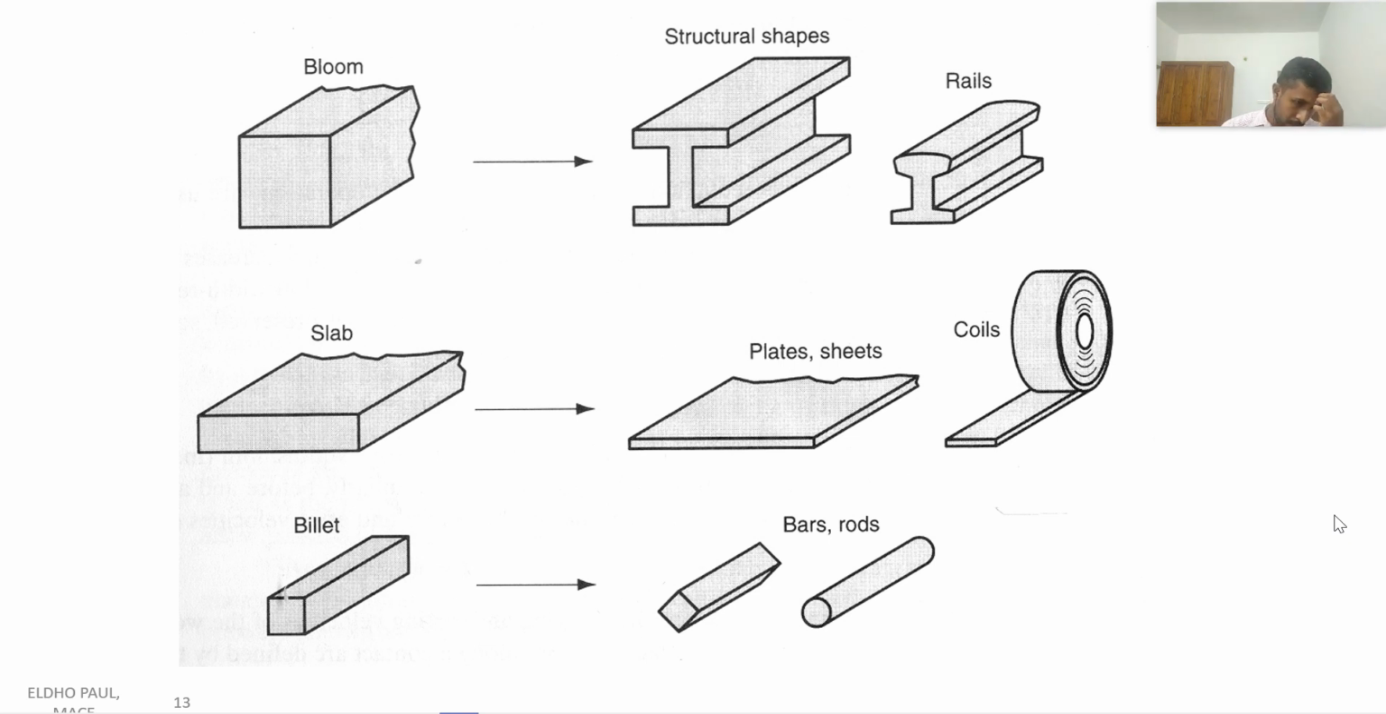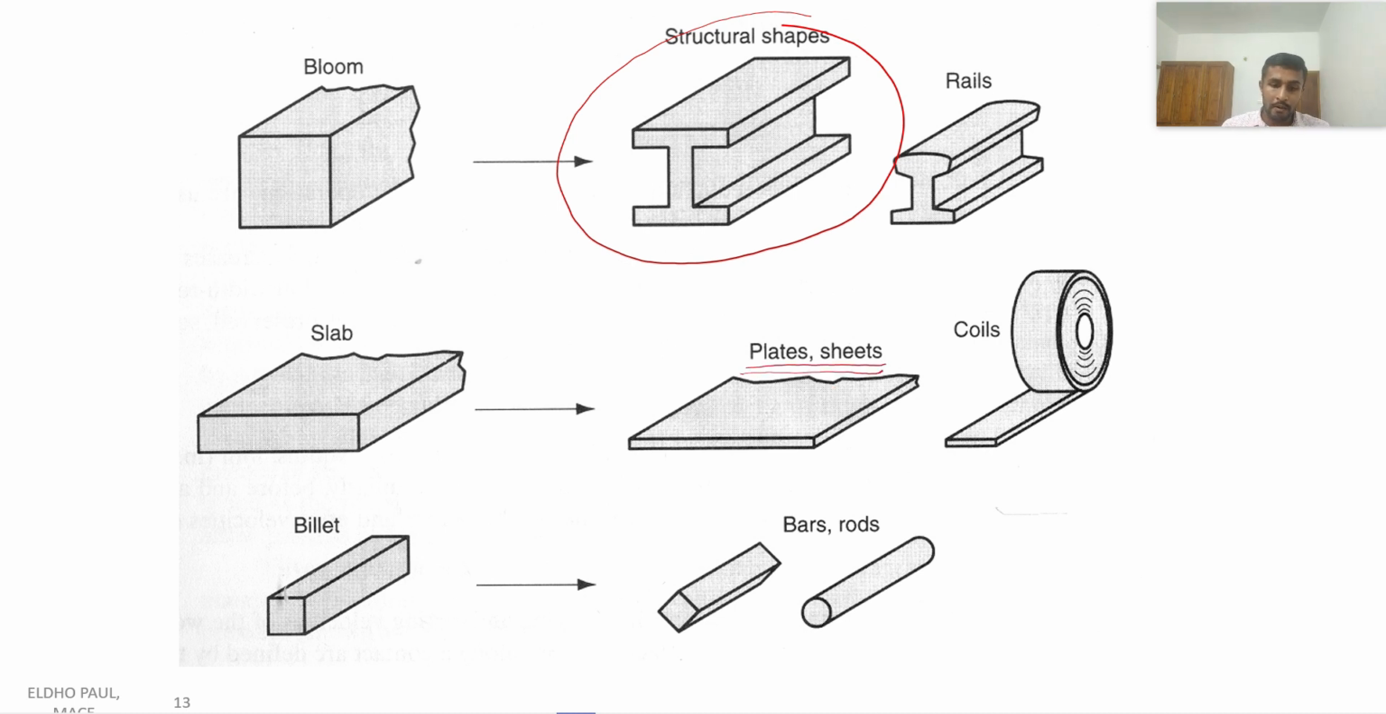See this, using blooms, we can create different types of structural components. This is an I-section. I-sections for different applications we can develop from this bloom by the rolling process. And using the slab, we can make plates and sheets. We already discussed what is plate and what is sheet.